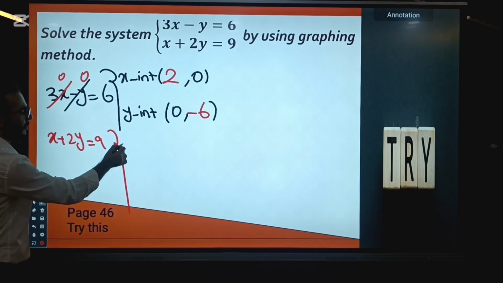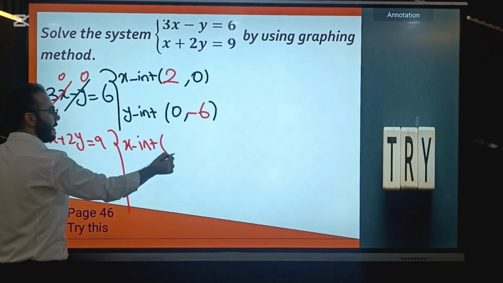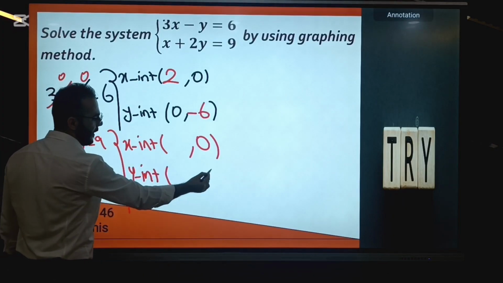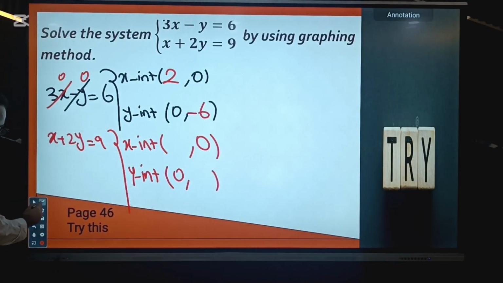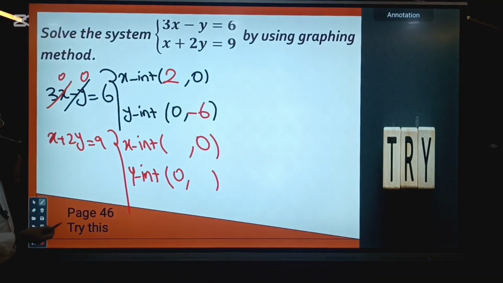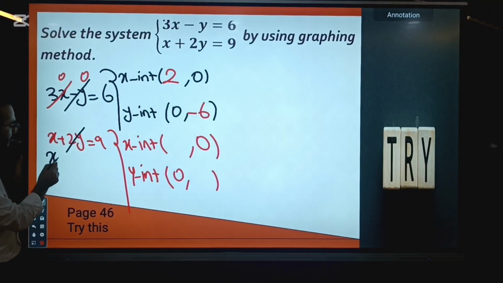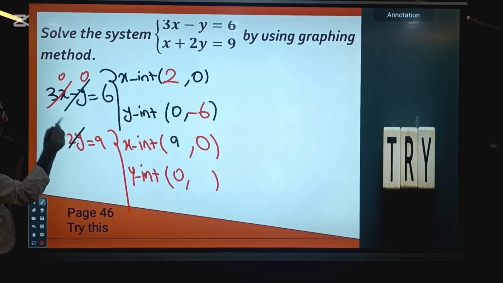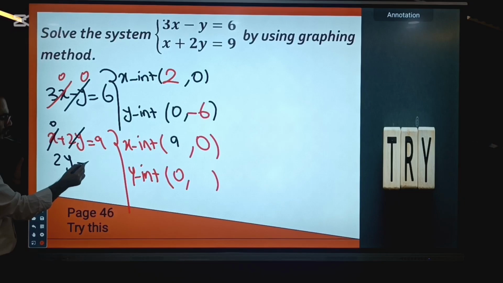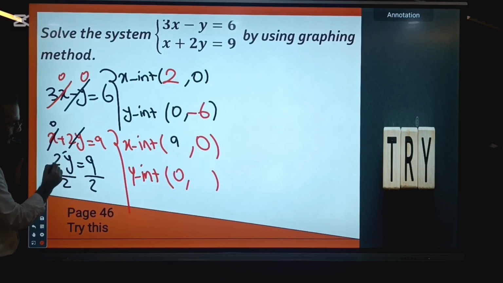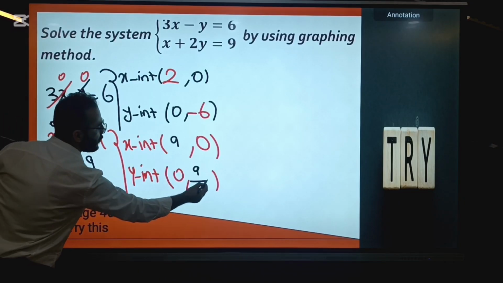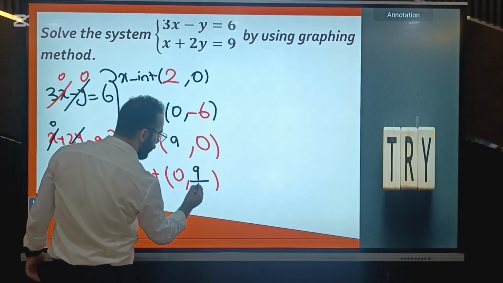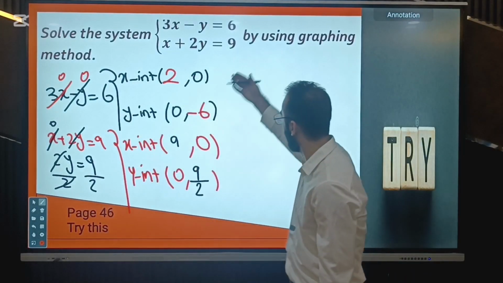We need to find the x-intercept and y-intercept. X-intercept: in x-intercept, y is 0. In y-intercept, x is 0. Perfect. For x-intercept, make y 0, so x would be 9, easily. And for y-intercept, x would be 0, so 2y equals to 9. Divided by 2, divided by 2. Y is 9 over 2, which is almost 4.5. So 9 over 2. Okay, so we have these 4 points.